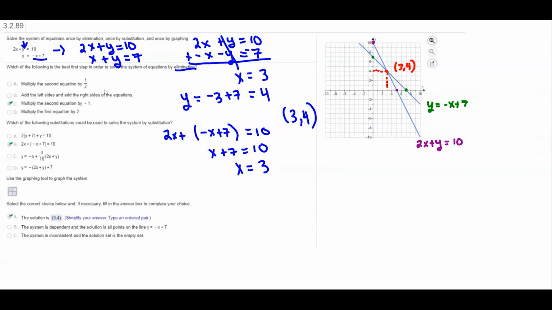So these two parts are just trying to get you to pick the right way to go about solving the problem by using the different methods, substitution or elimination. All right, I hope that helps.